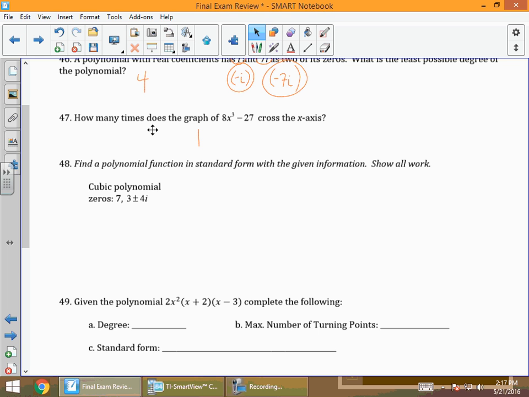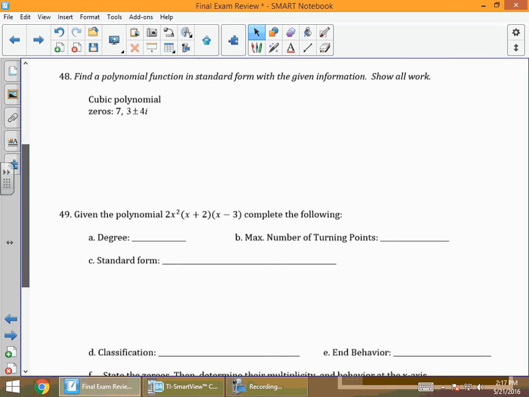Number 48, find a polynomial function in standard form with the given information. It must be a cubic with the following zeros. So if the zero is 7, that means x minus 7 is one of the factors.